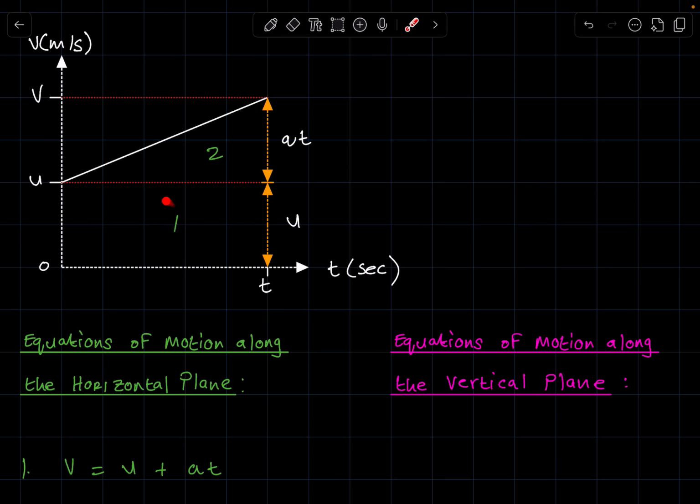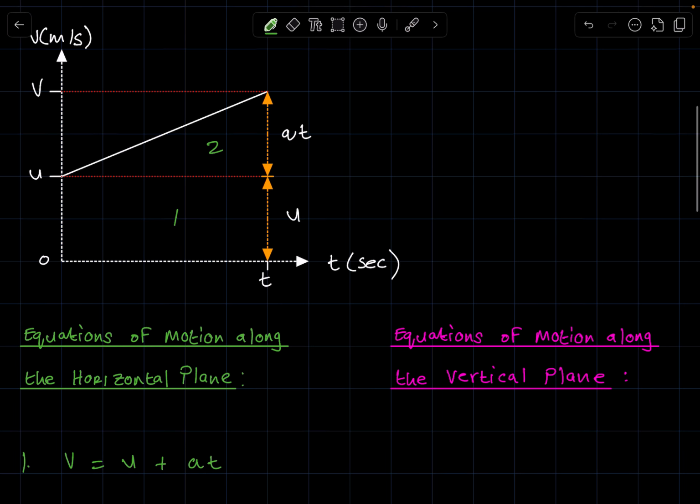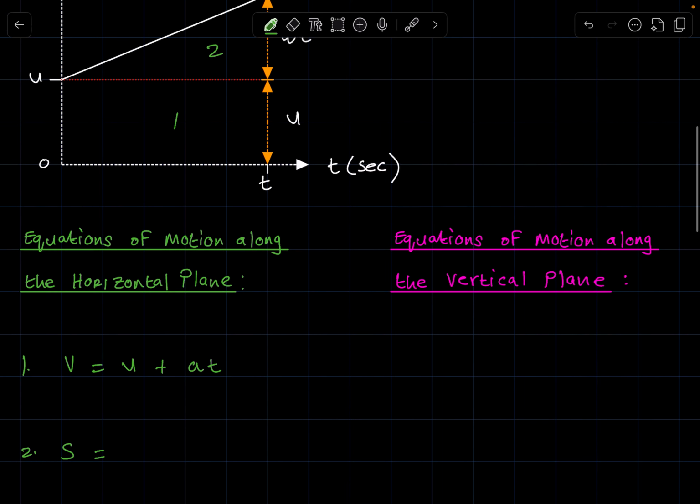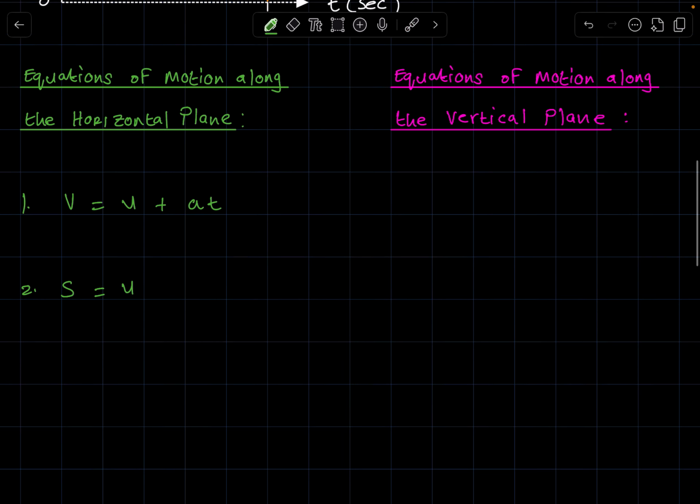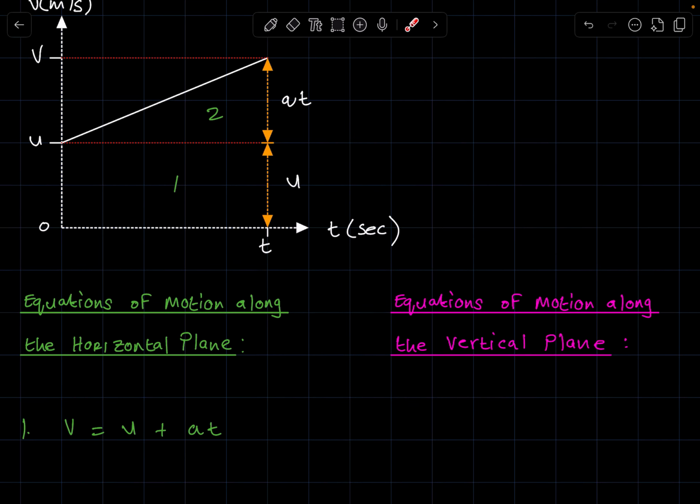So using this one first, this one is a rectangle. The area of a rectangle is length times breadth. Now the length of this rectangle is t and the breadth is u. T times u is the same as u times t, which is just ut. So you can say this is ut, plus the area of section 2.